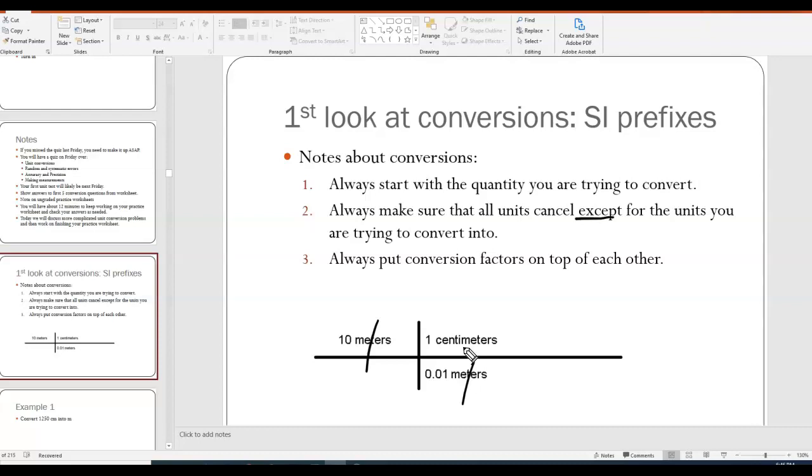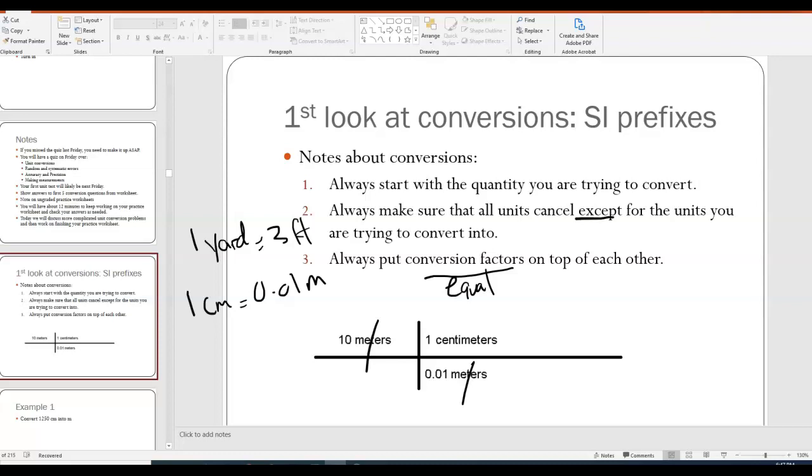And step 3, always make sure conversion factors are on top of each other. Now, when I say conversion factors, I mean two things that are equal to each other. For example, a conversion factor might be 1 yard is equal to 3 feet, or 1 centimeter is equal to 0.01 meters, which is a conversion factor in the example at the bottom here. You can see because they're on top of each other, those two things have to be equal. As long as you follow these steps, you can't go wrong on unit conversions. I will say that the biggest issue people run into when doing unit conversions is, number 1, not all their units cancel out, and number 2, their conversion factors are not correct.